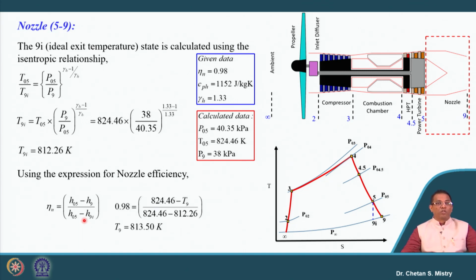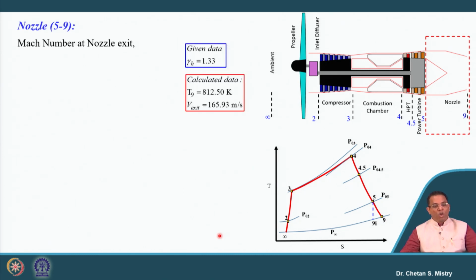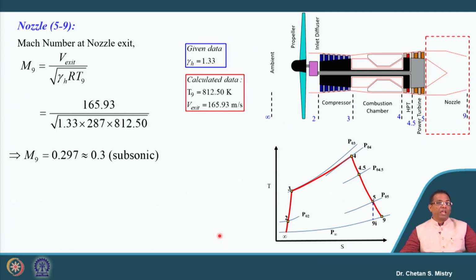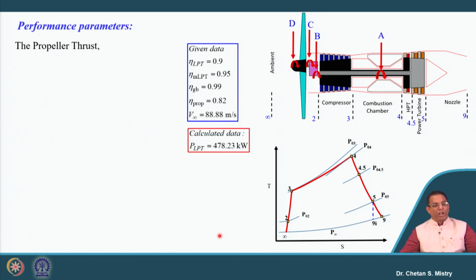So let's try to calculate the point 9, because this point 9 is representing my exit condition from the nozzle. So if we put these numbers, my exit temperature is coming 813.50 Kelvin. Once we have this, we can calculate our exit Mach number, and flow exit Mach number is coming 0.3. It is a subsonic condition. Okay. Now we are of major interest in terms of performance parameters.